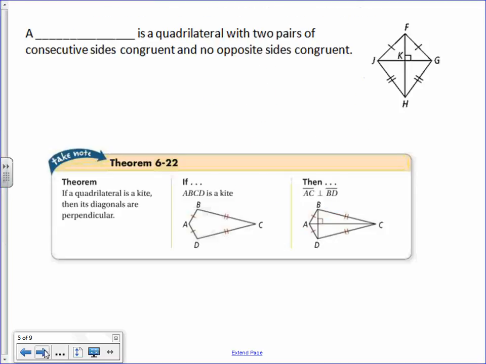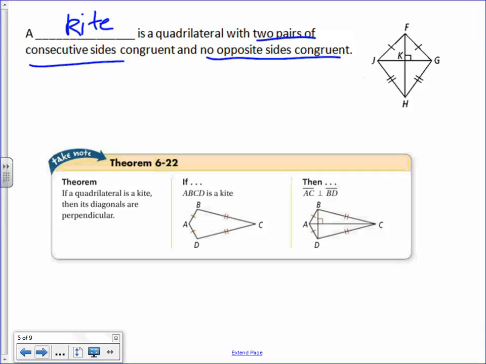Alright, so second part of this lesson is dealing with another shape, and it was that other shape called a kite. A kite is a quadrilateral. I know a kite is a thing you fly in the air, but it's also a shape. It's a quadrilateral with 2 pairs of consecutive sides congruent and no opposite sides congruent. So opposite sides cannot be congruent in a kite. Those are the 2 parts of it.